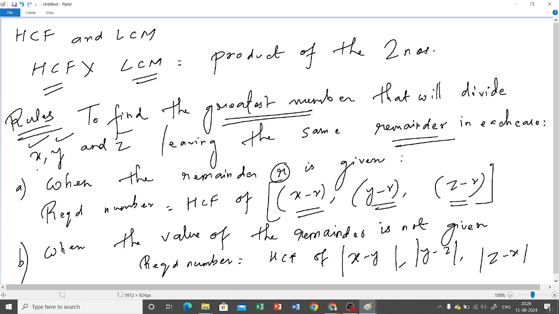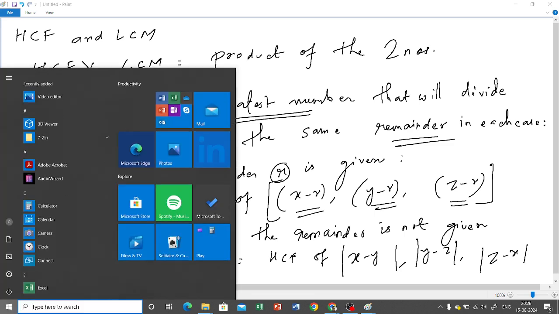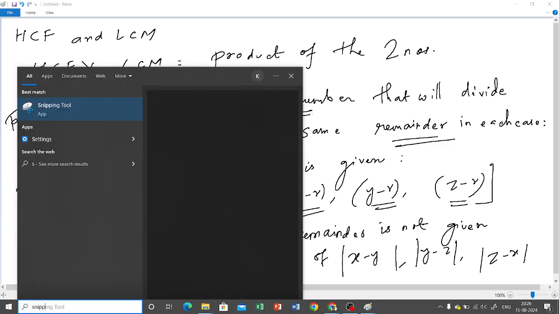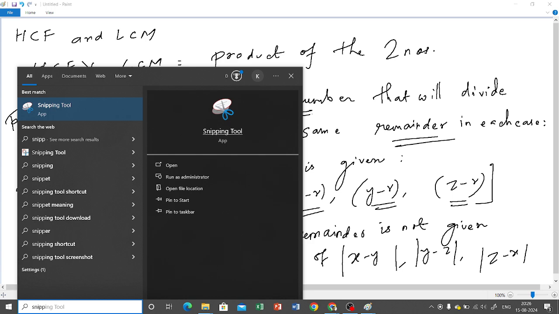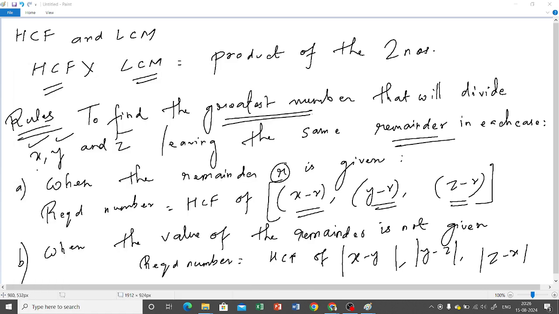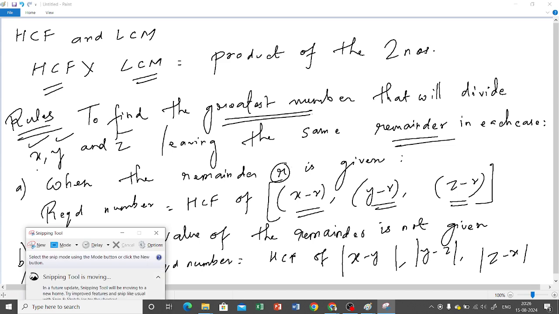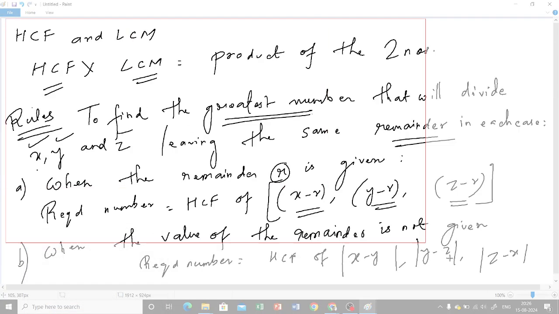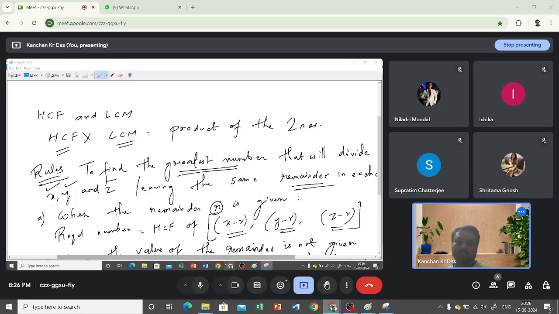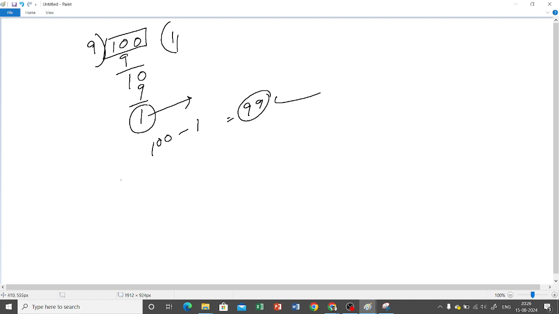Okay, now write down this sum please. If this part is done, this is copied. Okay, write down this sum please.